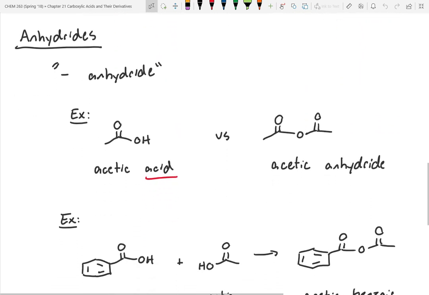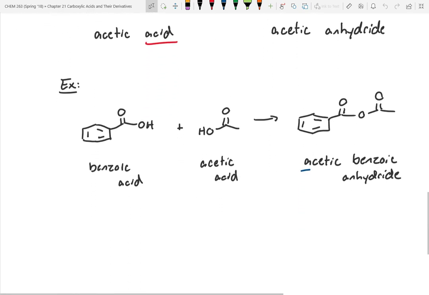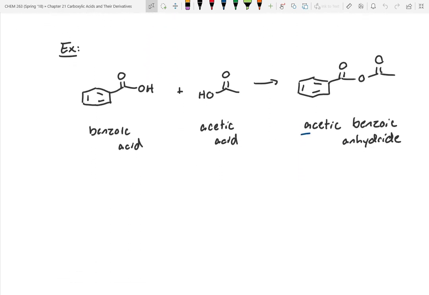Anhydrides are a lot easier. If you've got a symmetric anhydride, you just replace the acid suffix with anhydride. And if it's non-symmetric, like in this case, you just break it apart into two carboxylic acids. And so in this case, it'd be acetic benzoic anhydride.